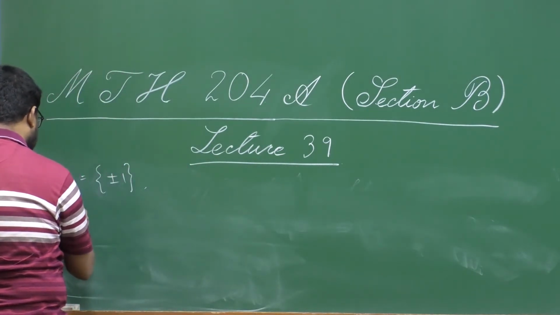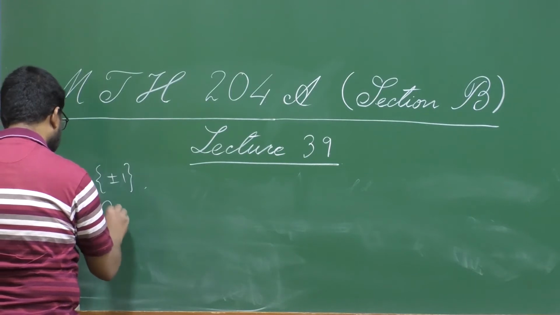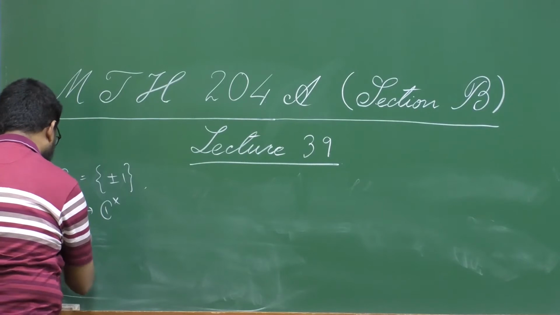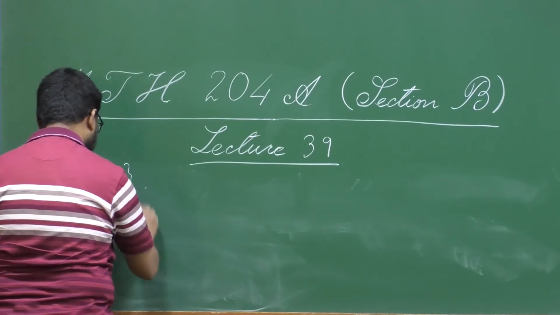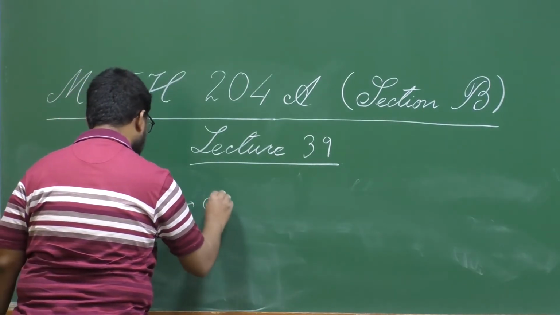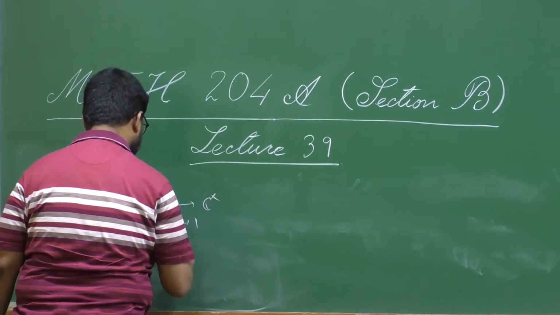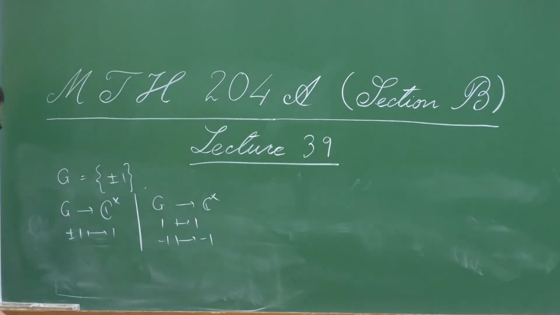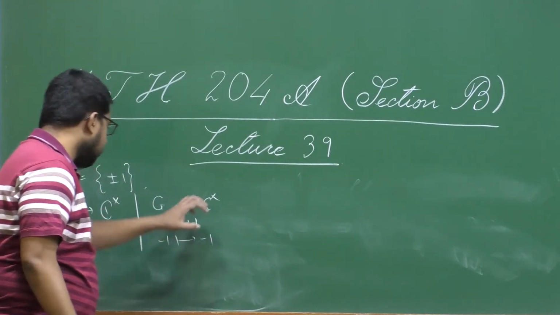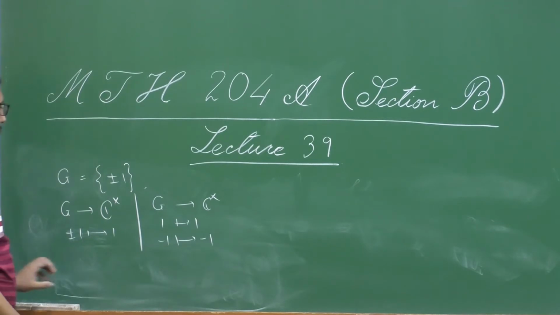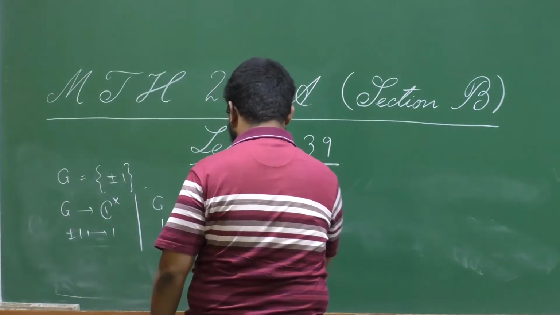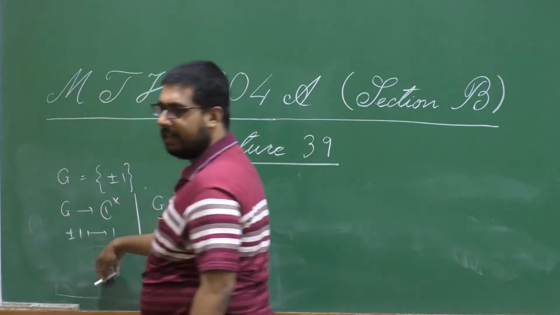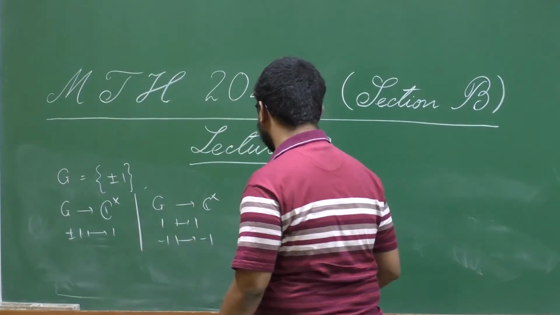So what are the characters? One character sends both plus and minus 1 to 1. This is one character. Another character sends plus 1 to plus 1 and minus 1 to minus 1, so basically the identity inclusion. So here the character is the trivial character, and here it is a non-trivial character.